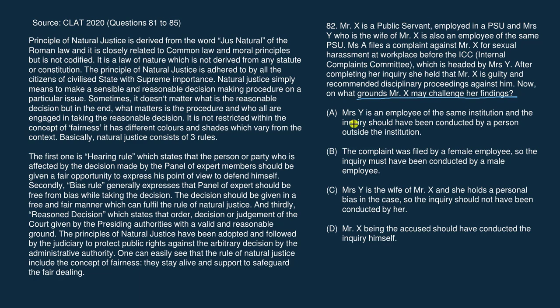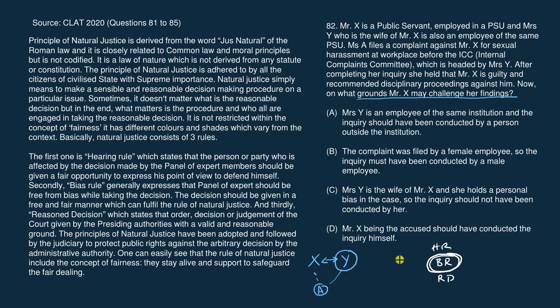So Mr. X is saying that Mrs. Y, you cannot do this. So there is a Mr. X and you have a Mrs. Y. They are married, and there is a charge by Miss A against Mr. X, and for that Y has given the ruling. So out of the 3 rules, ladies and gentlemen, we have the hearing rule, bias rule, and reasoned decision. So on what ground? The best thing that Mr. X can do is biasness.